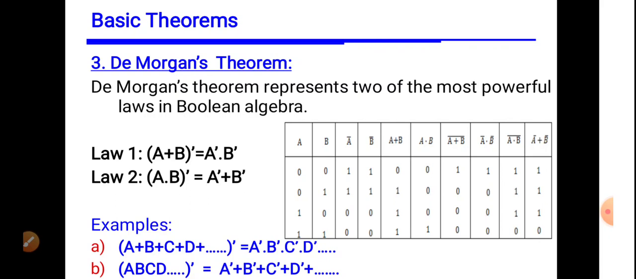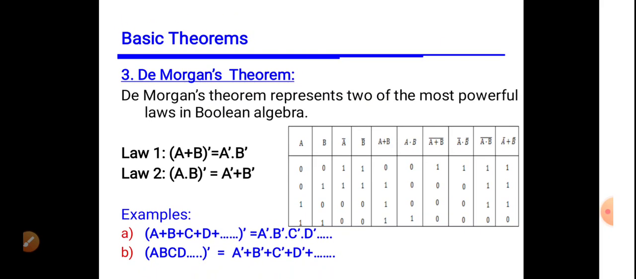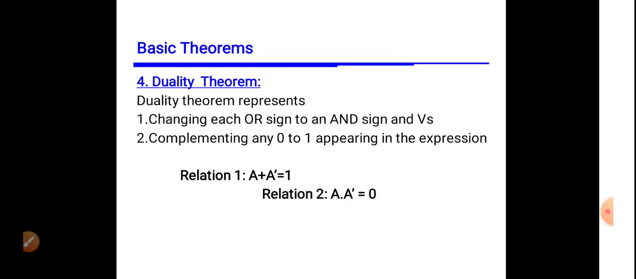Similarly, if we see the next example, (A plus B plus C plus D and so on) whole complement. The whole complement indicates that wherever you have a plus symbol, just replace it with a dot and write down each and every individual variable with a complement. So (A plus B plus C plus D) whole complement equals A bar dot B bar dot C bar dot D bar. Similarly, (A B C D) whole complement equals A complement plus B complement plus C complement plus D complement. This is all about De Morgan's theorem.